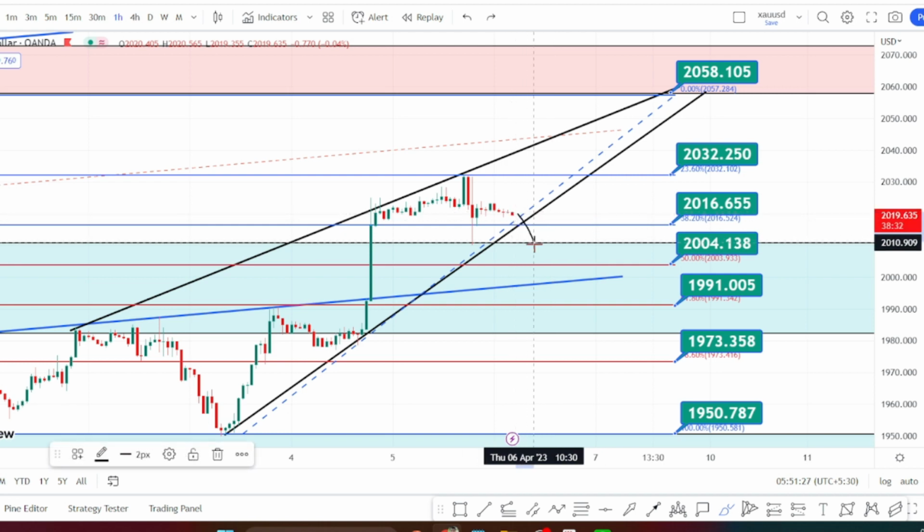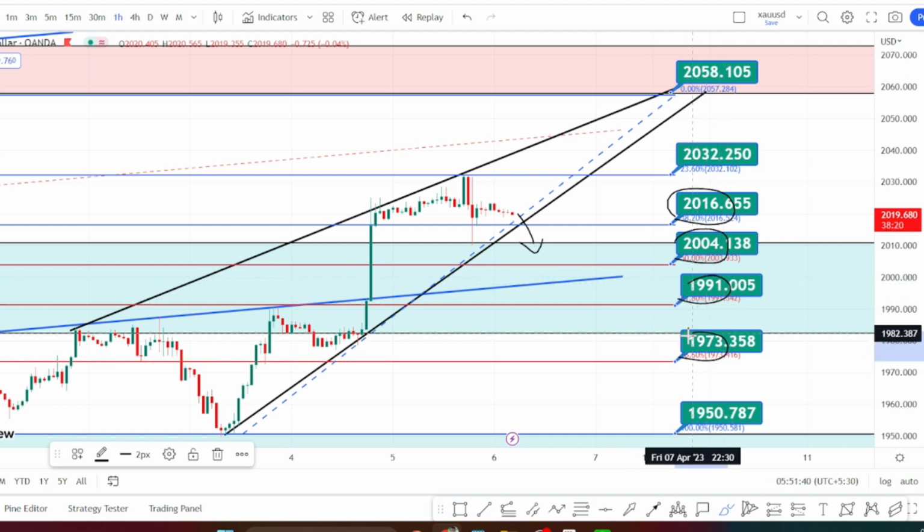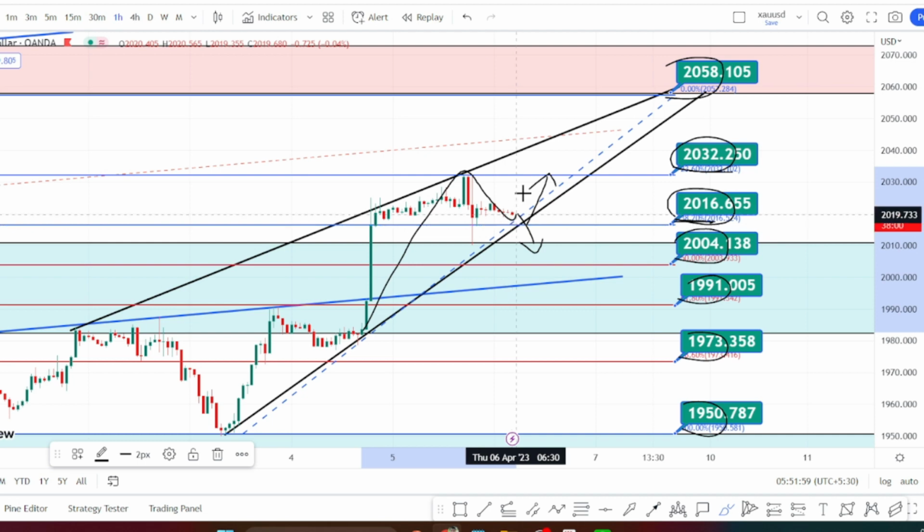So if the price action gives a breakout on the bearish side retracement, breaking the support level of 2016, next level of support is going to be around 2004, 1991, 1973 and 1950. And on the bullish side, if the price action takes support on the support level of 2016 and bounces back on the bullish side retracement, next level of resistance is going to be around 2032 and 2058. For now, the current trend of the price action is still in a bullish trend in hourly time frame also.